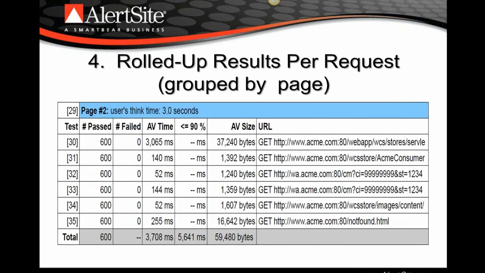Additionally, a rolled up request per request, and this is grouped by pages. So this is actually showing all of the requests on a page and grouping them by pages. So you can actually see all of the requests, see everything that's slow, everything that's fast, get a good idea of the overall speed and performance.